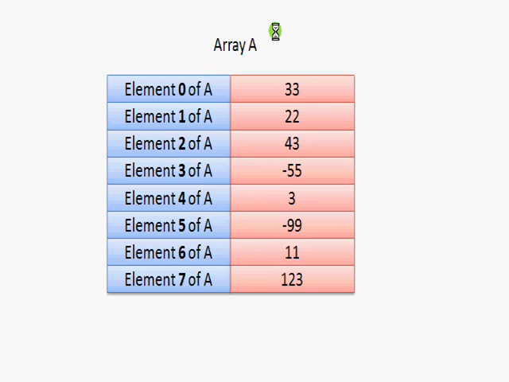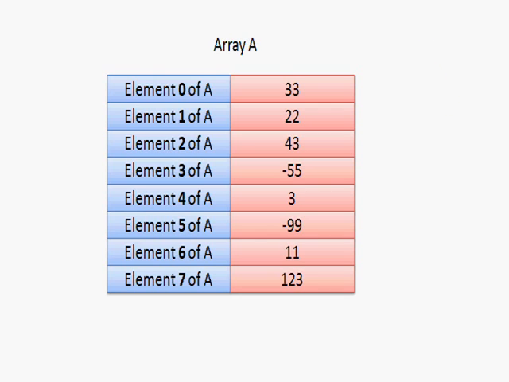Now, the array itself is a data structure. It is more like a variable, or actually a set of variables, all of them of the same data type. Okay, and they all share the same name. So let's look at this simple representation.